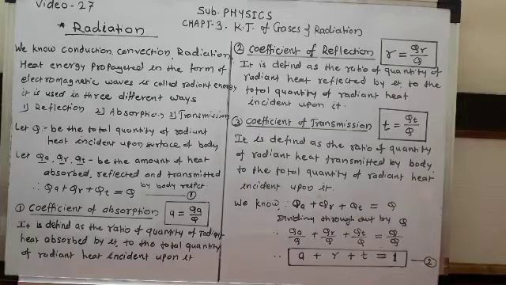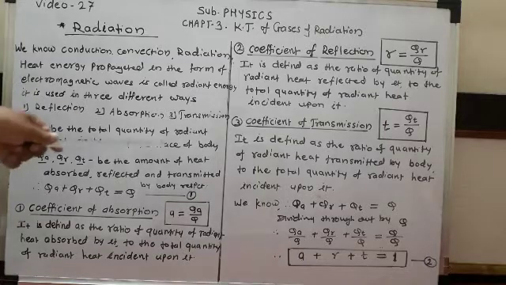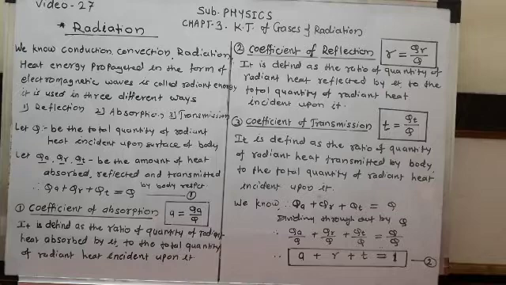Therefore Q is the total amount of radiant heat energy incident upon the surface of the body. And QA, QR and QT are the amounts of heat absorbed, reflected and transmitted by the body respectively. Therefore the sum of absorption, reflection and transmission is Q, the total amount of heat incident upon it.